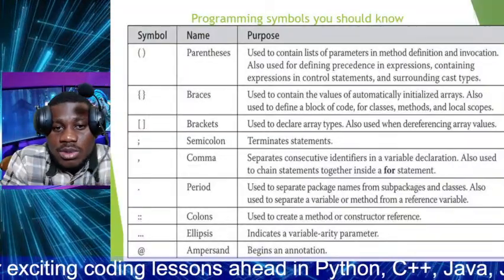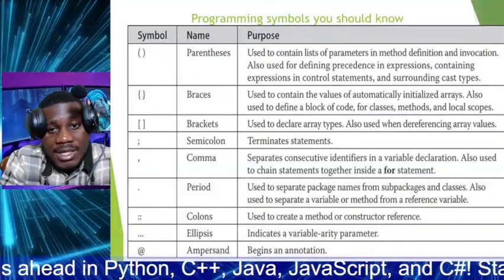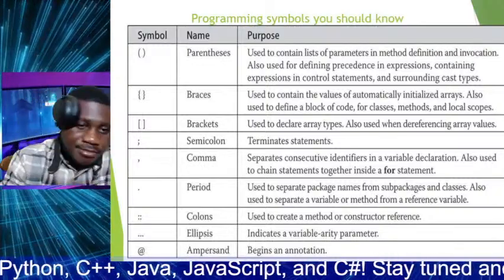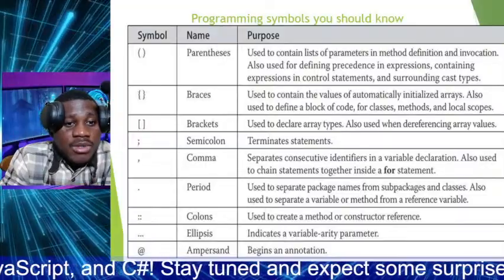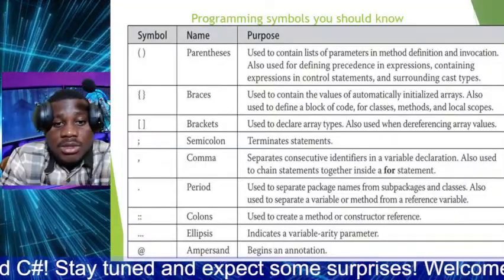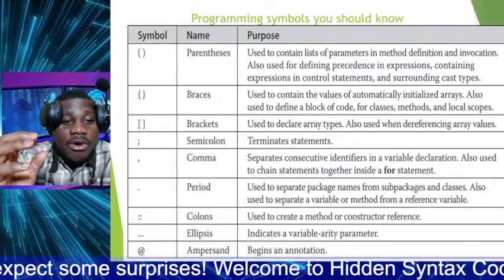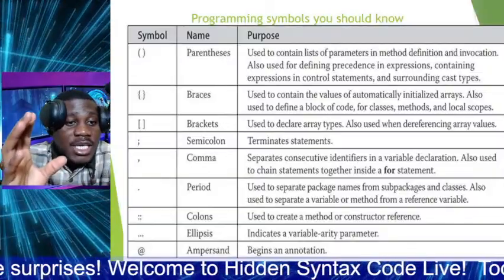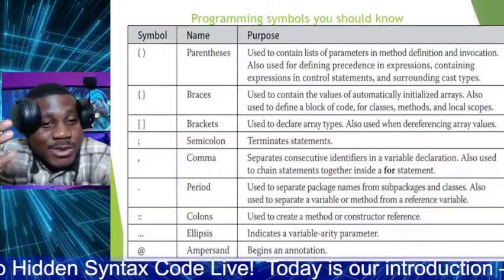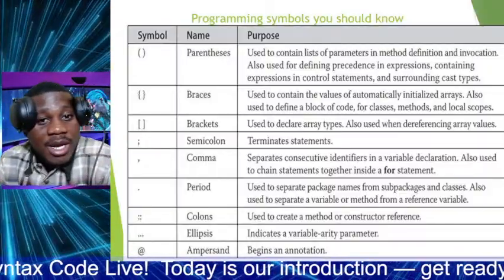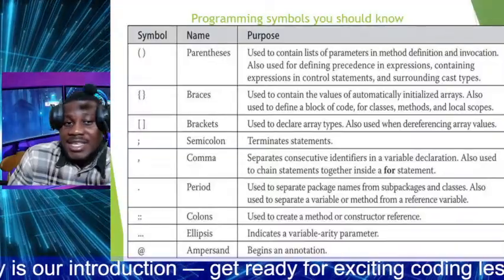It is used to contain values of automatically initialized arrays, and it is also used for a block of code for classes, methods, and a local scope. And again, brackets are used to declare arrays and types, and also used for dereferencing arrays. And again, when you see a symbol like a semicolon, it is used to terminate a statement. And when you see a symbol like a comma, it has a special meaning. Let me say these symbols are special keywords in programming languages, and they have their meanings. So you need to know why we are using these symbols in your code. Before you start programming, you must know programming symbols and how to use them. And these are the symbols you must know.